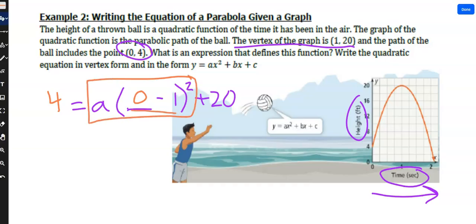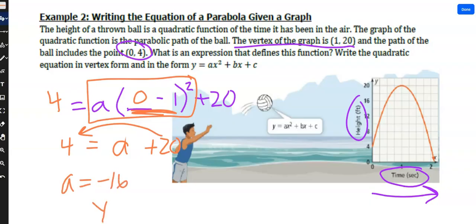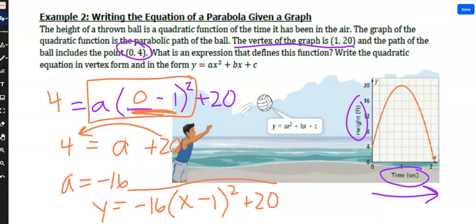That would be, let's see, on the inside here, we got negative 1, and we square that, we get positive 1. So that's positive 1a plus 20 equals 4. And then, of course, we can move that to the other side. So a equals negative 16. So now we have our equation, negative 16 times x minus 1 squared plus 20. Okay, so that's what we call vertex form.